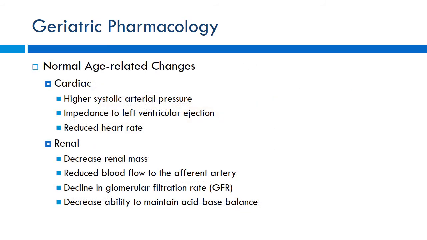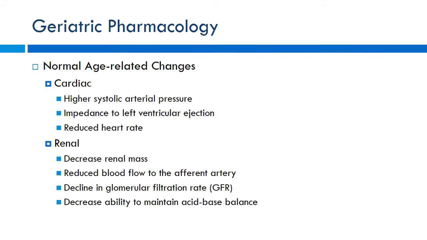Okay, so just normal changes that we see with geriatric patients and how we can adjust our drugs to combat these changes. Typically with cardiac, you're going to see that arterial pressure rises over time, so systolic pressure is going to rise. They will have some impedance to left ventricular ejection. We mentioned that over time, especially with chronic blood pressure issues, the heart tries to compensate by being harder and stronger to go against that afterload issue, right?